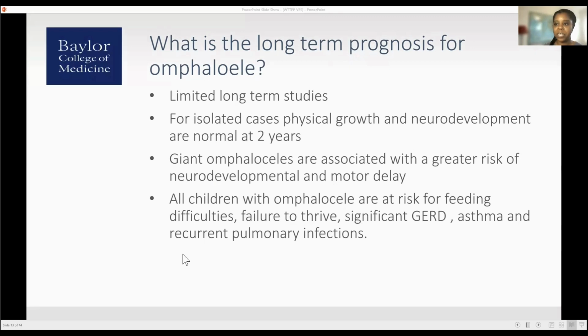But keeping in mind that with giant omphaloceles, there may be a greater risk of neurodevelopmental and motor delay. Some of that may be associated with needing more surgical intervention and prolonged hospitalization. And all children, no matter the size of the defect or associated anomalies, are at risk for feeding difficulties, failure to thrive, clinically significant GERD, asthma, and recurrent pulmonary infections.